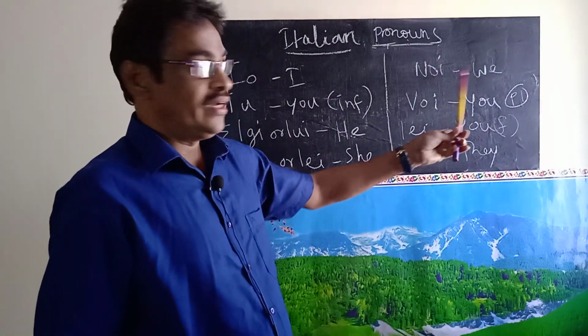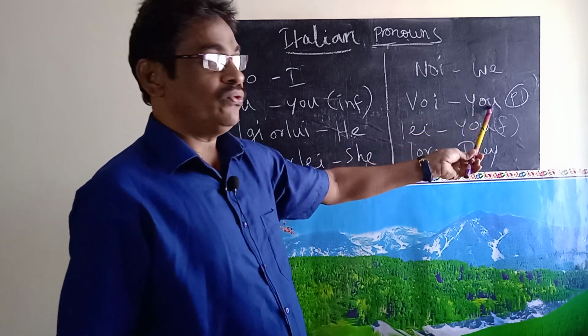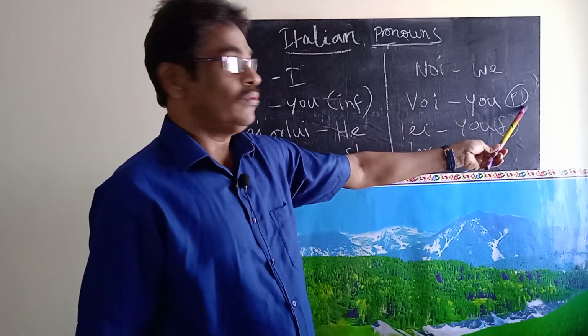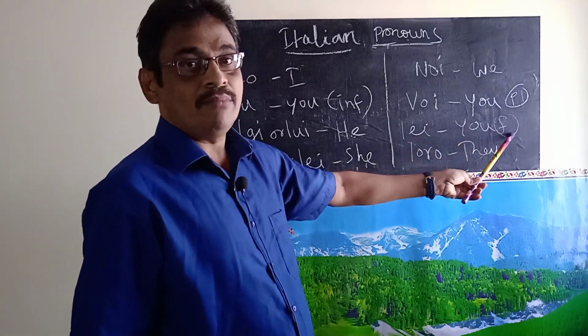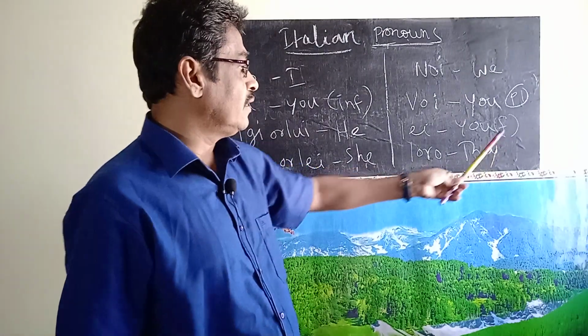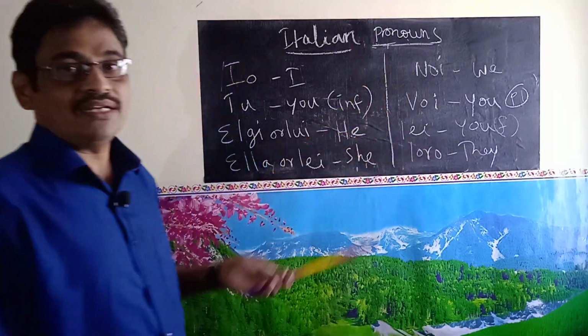Noi. We. Voi. You. This is plural. Lei. You. This is formal. Formal singular. Loro means they. So these are all Italian pronouns.